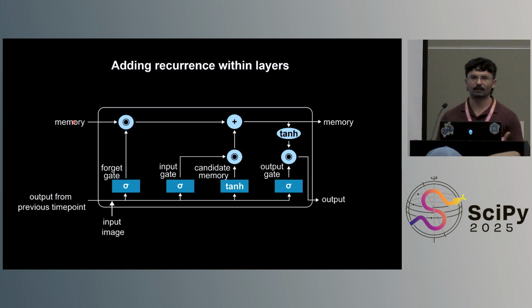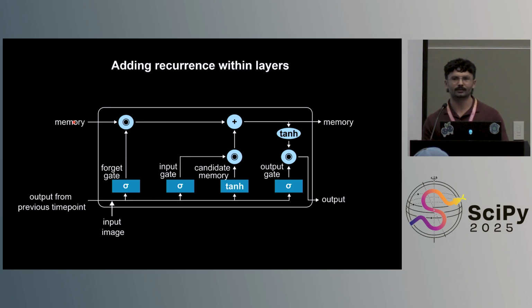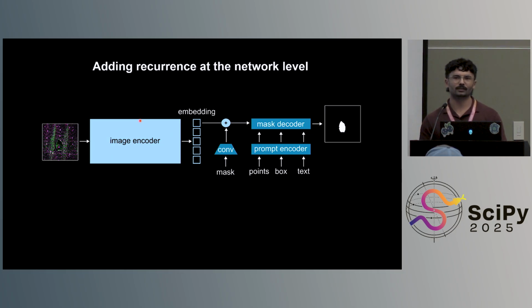Now, the issue with LSTMs is that they can memorize erroneous information, leading them to make the same errors on many frames. And then for a scientist annotating a video with one of these networks, that means that they then need to go through and manually correct all of those errors. And so a different way to try to add recurrence is to do this at the network level and perform semi-automatic segmentation by taking advantage of promptable neural networks, such as the segment anything model.